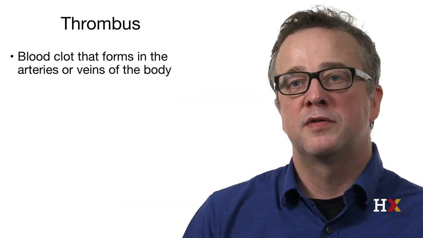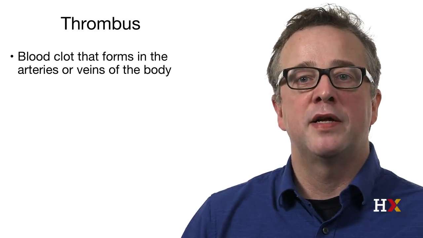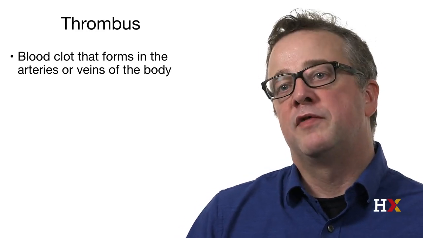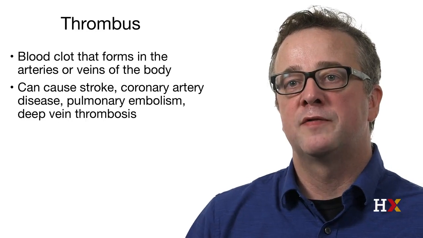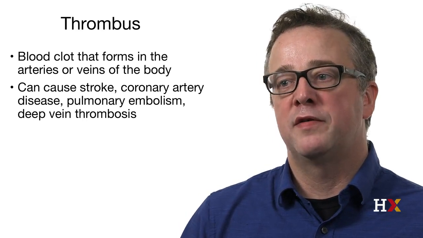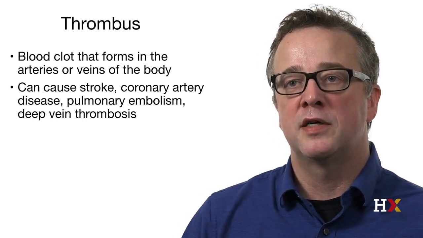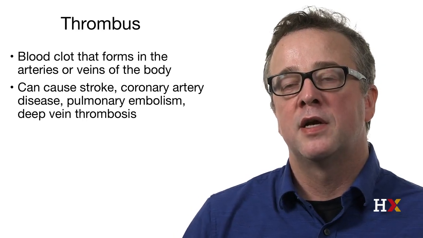So what is thrombus? Thrombus is a blood clot that forms in the arteries or veins of the body. And this is generally a very dangerous phenomenon. It can cause stroke, it can cause heart attack if it's formed in the coronary arteries. It can cause death and shortness of breath if it's a blood clot that forms in the lungs, or it can be very painful if it forms in the deep veins of the legs.